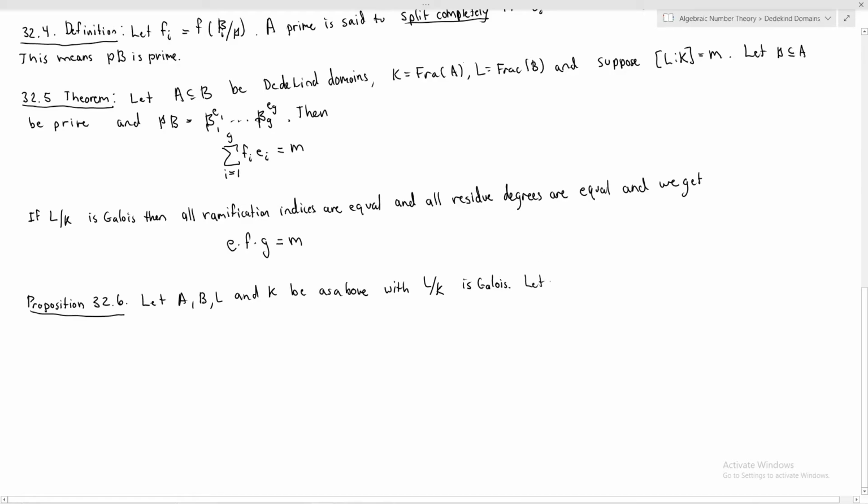So we're going to let p be a prime in A, and we're going to let S be the set of primes in B lying over little p. Okay, and then basically we have this action of the Galois group on S.